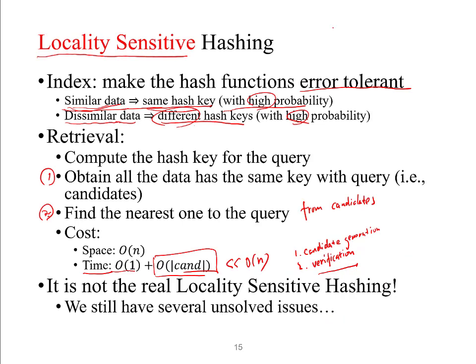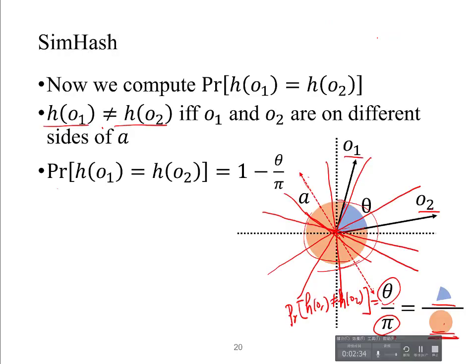Now if we look back, remember it's 1 minus theta over pi. For similar data, the theta is small, right? The theta is small, so theta over pi is small. 1 minus theta over pi is large. So it will have a high probability to share the same hash key. And so you can do the rest for the dissimilar data. And this is for same hash.